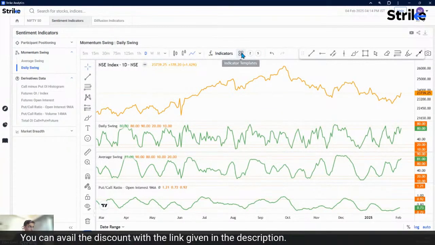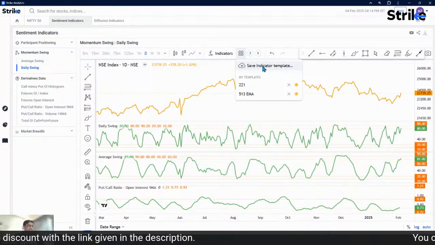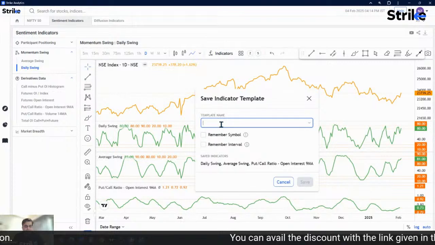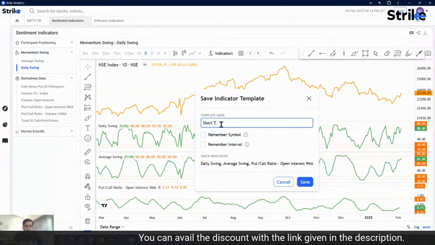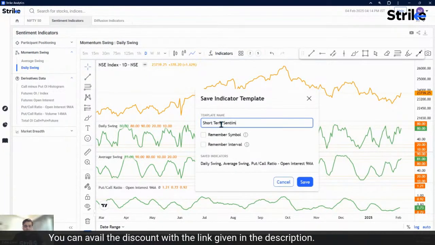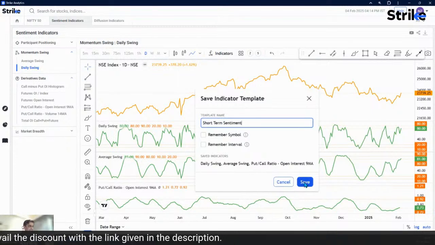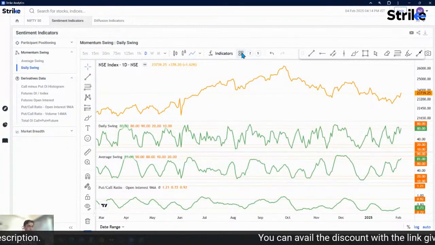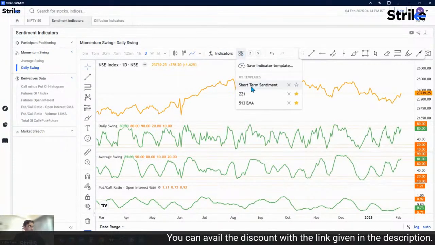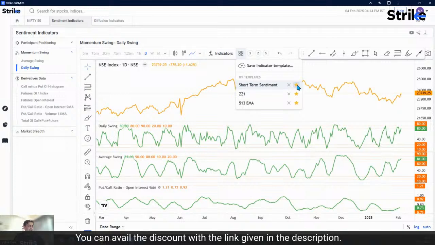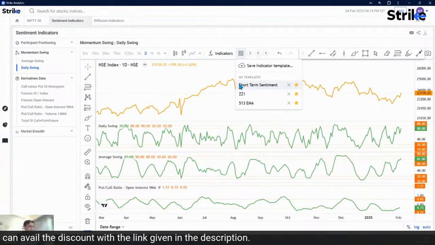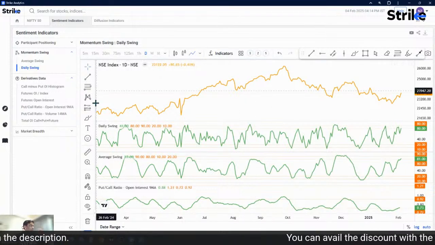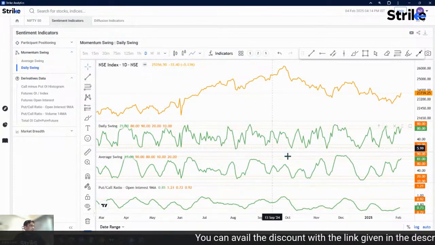Now, once you have put up these three indicators, you go to these four boxes over here and say save indicator template. Once you say save indicator template, you can write down short term sentiment, and say save. Once it is saved, you again click on these four buttons, and then you mark your short term sentiment as favorite. Once you mark it favorite, the first letter of this name, S, comes on over here. I hope you understood this.